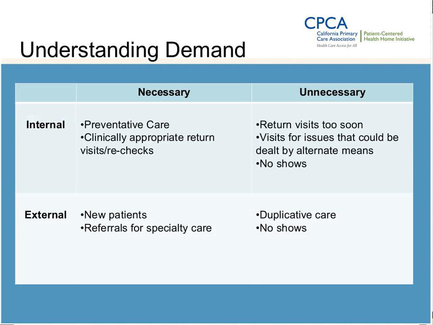Let's start by looking at the different types of appointment demand faced by practices. Demand for appointments can be divided into external and internal. External demand comes in the form of new patients to primary care and referrals to or consultations with specialty care. Internal demand to both primary and specialty care comes from provider and patient-driven return appointments and may also include phone calls, faxes, emails, walk-ins, and return visits generated from appointments today.